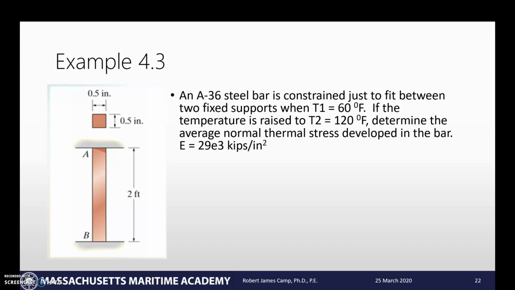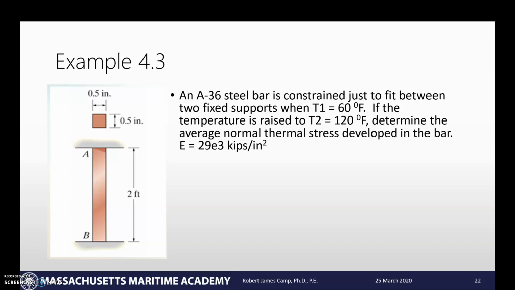An A36 steel bar is constrained to just barely fit between two fixed supports when the temperature is 60 degrees Fahrenheit. Now, one thing to note is it just barely fits in there, which means that there is no force being applied. We can slide it in and out. If the temperature is raised to 120 degrees Fahrenheit, determine the average normal thermal stress developed in the bar.